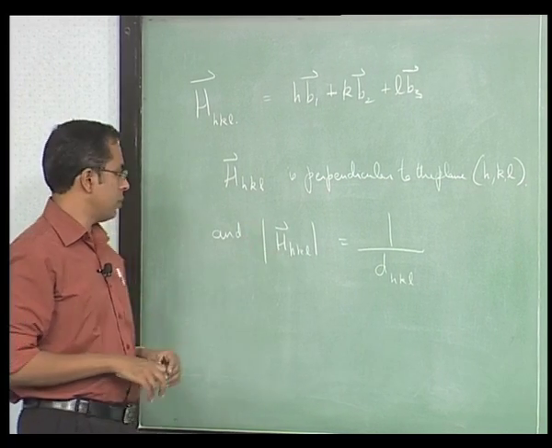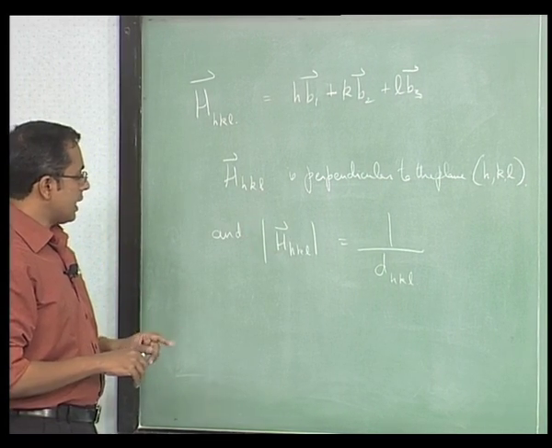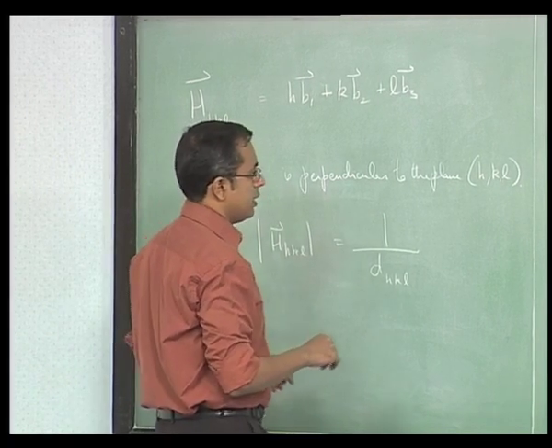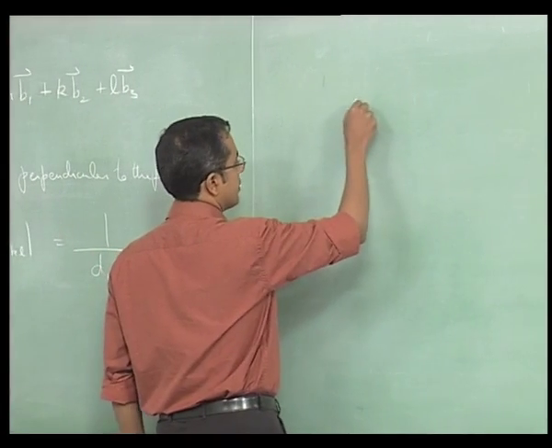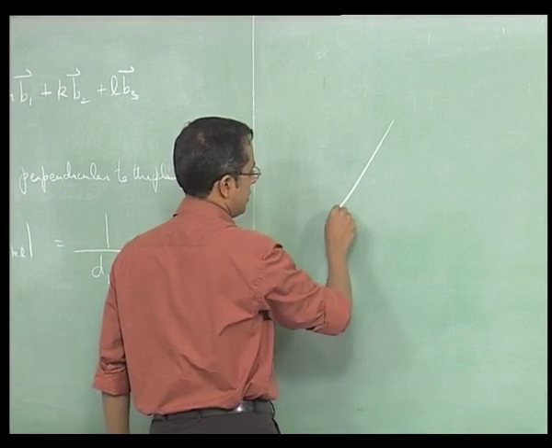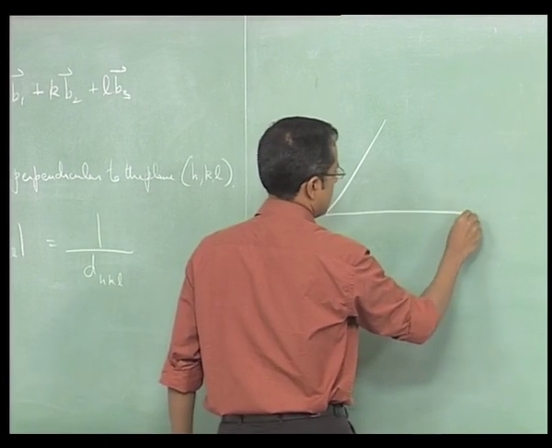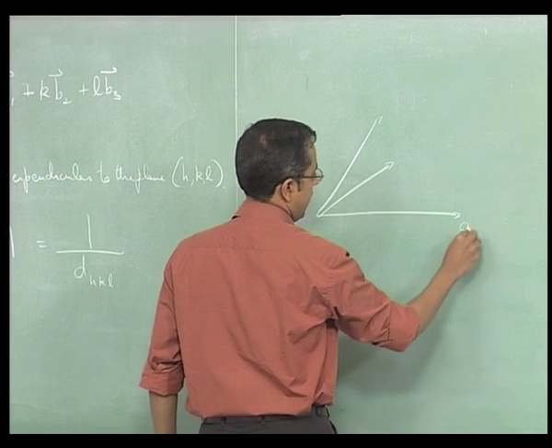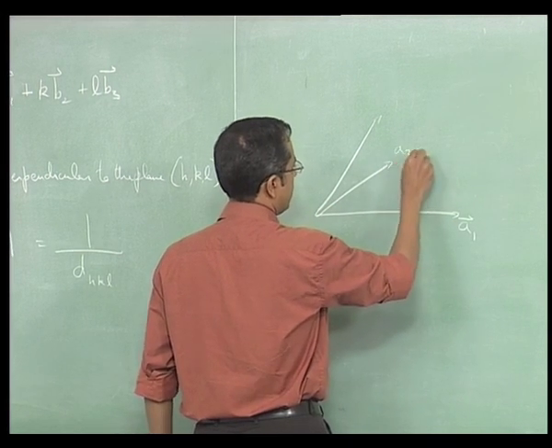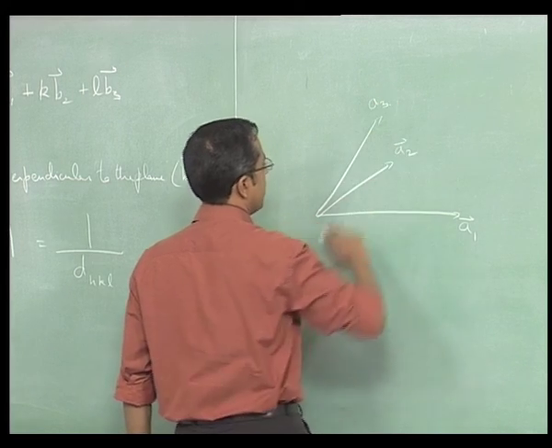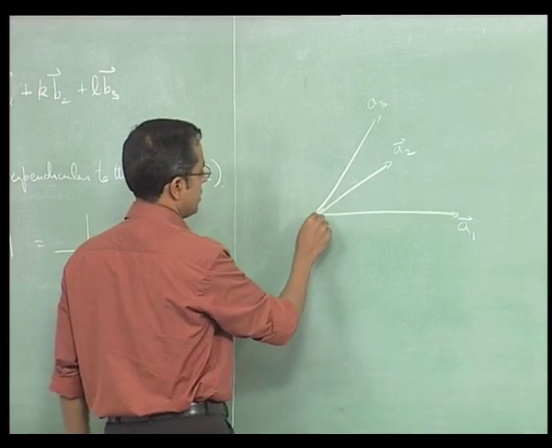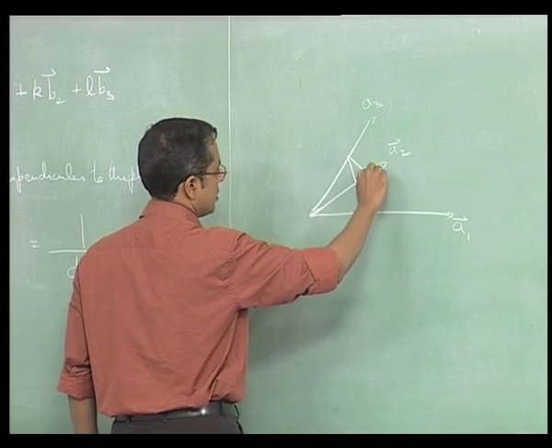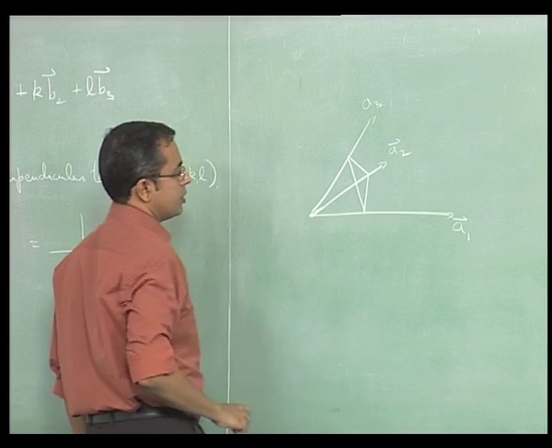So we will now attempt to prove this. To do that, let us actually draw a general plane in the real space. So we will say that we have this is a1, this is a2, this is a3. So these are unit vectors in real space and we will draw the hkl plane here. Okay, so this is the hkl plane.